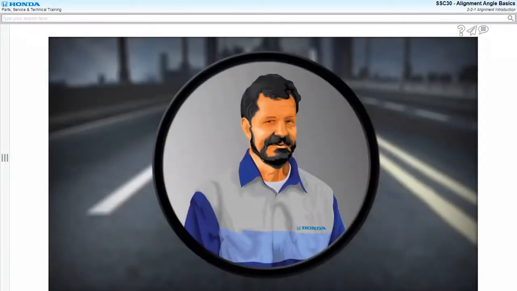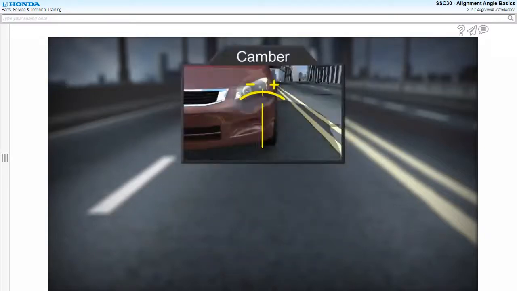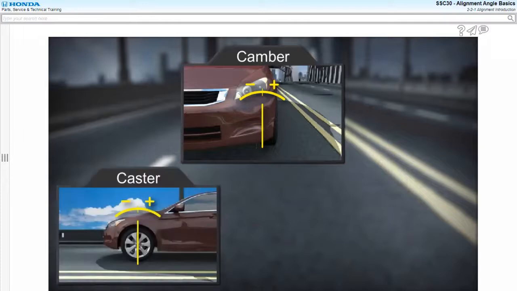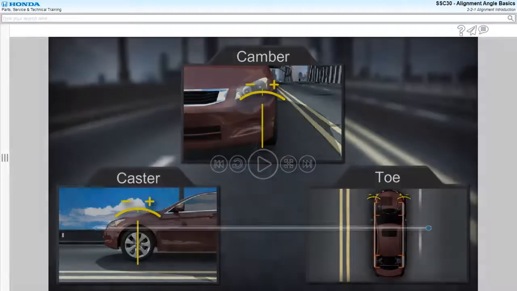Now that we've seen what makes up an alignment angle, let's take a look at the basic alignment angles that we'll be discussing in this module. Those angles are camber, caster, and toe.